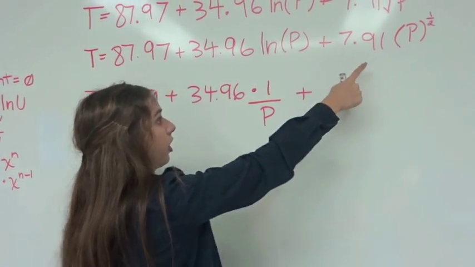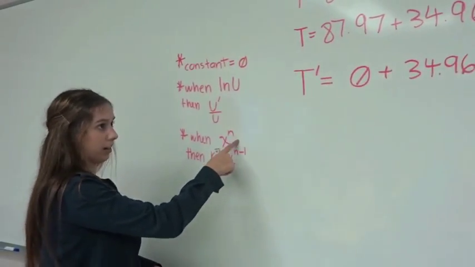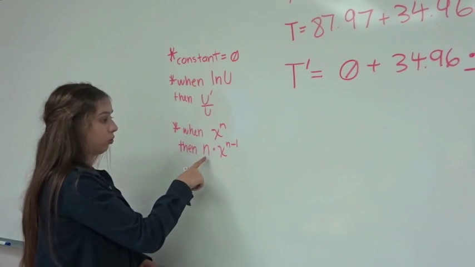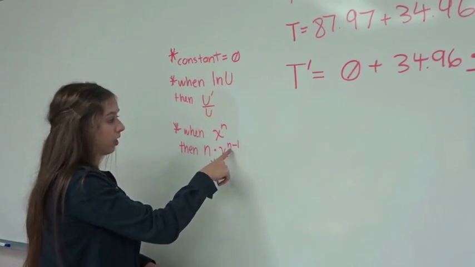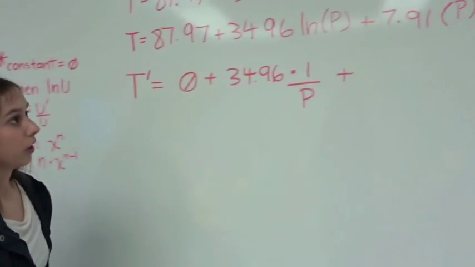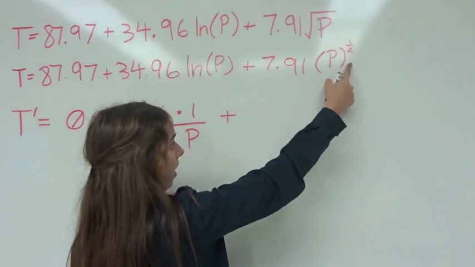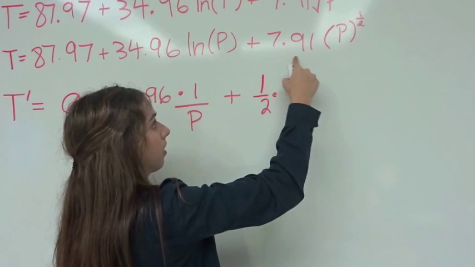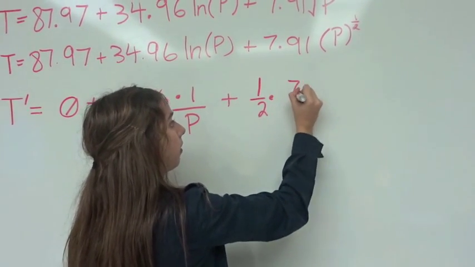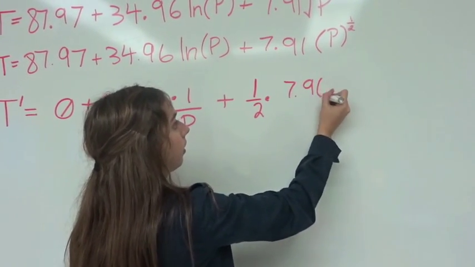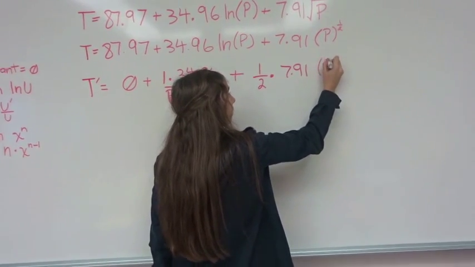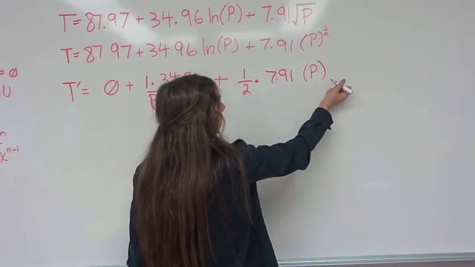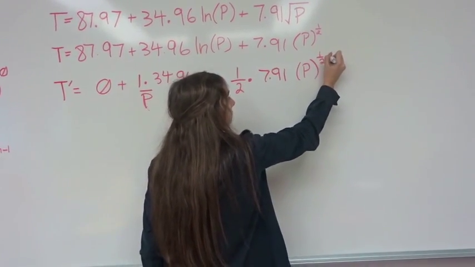And then in this term, we have x to the n, and the rule is to do n times x to the n minus 1. So in here, our n is 1/2. So we're going to multiply 1/2 times this number, which is 7.91, times p to the 1/2 power minus 1.